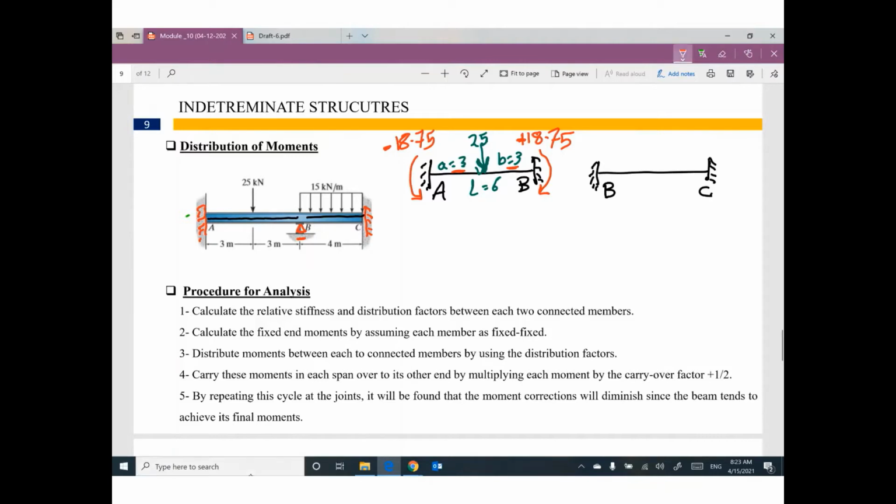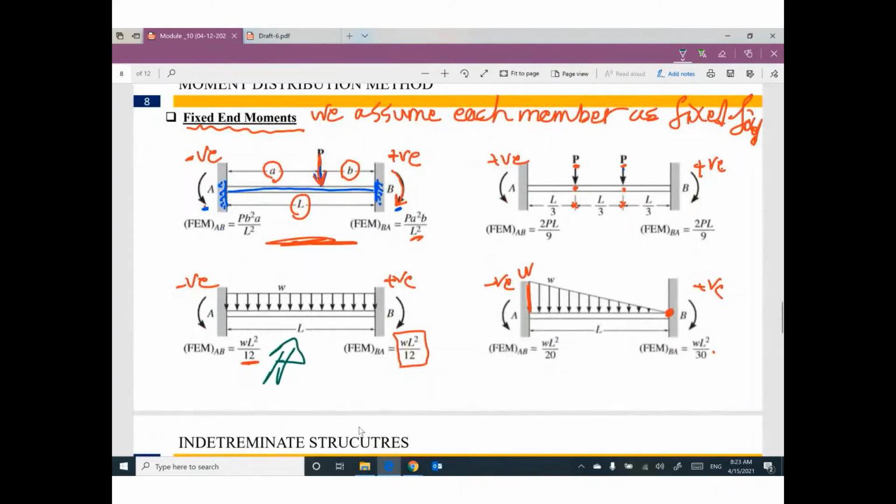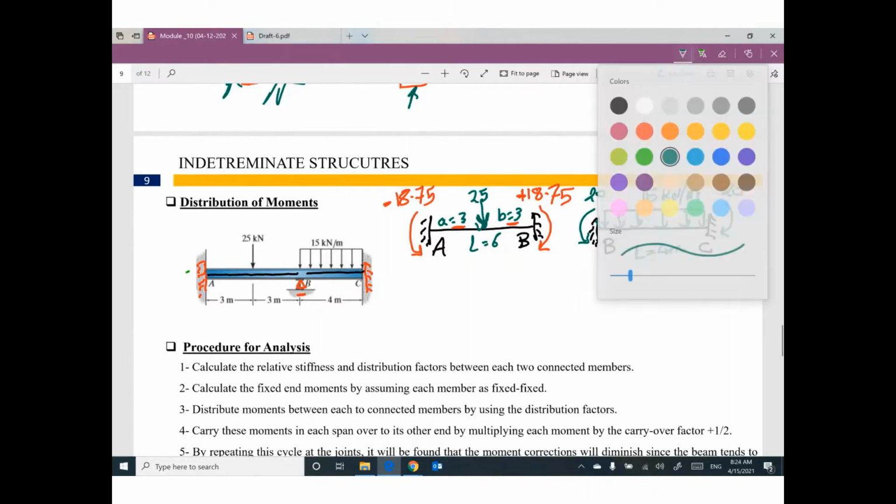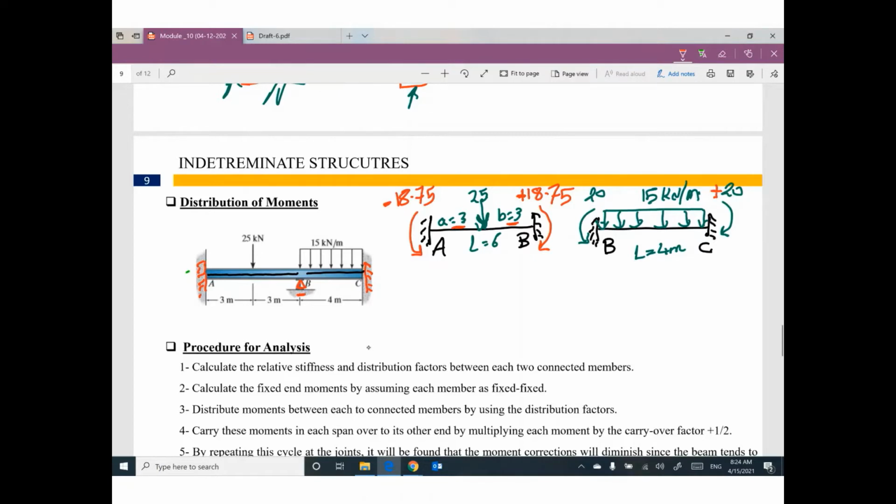Looks good. What about the other member? The other member is under the effect of a uniform distributed load with a value of 15 kilonewton per meter and a length equal to 4 meters. I believe your moment here and your moment here will be WL squared divided by 12, WL squared divided by 12. W is 15, L squared 16, divided by 12. Your value will be 20. And remember, this 20 is positive, this 20 is negative.